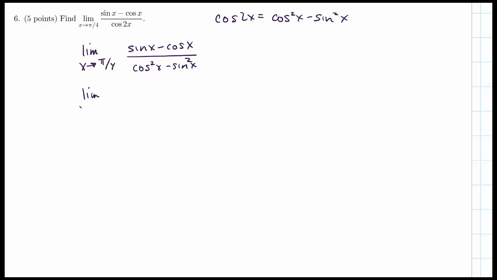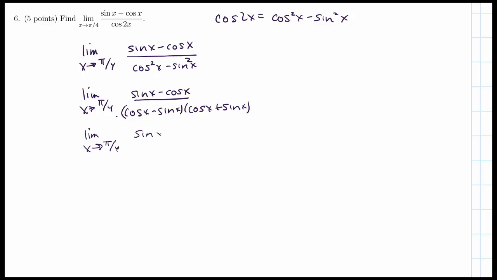And you might recognize that as a difference of squares. That'd be cosine x minus sine x times cosine of x plus sine of x. Now, the top and this portion here are almost the same. Why don't we factor out a negative sign, and we end up getting sine of x minus cosine of x with a negative sign up front, and then a cosine of x plus sine of x there.